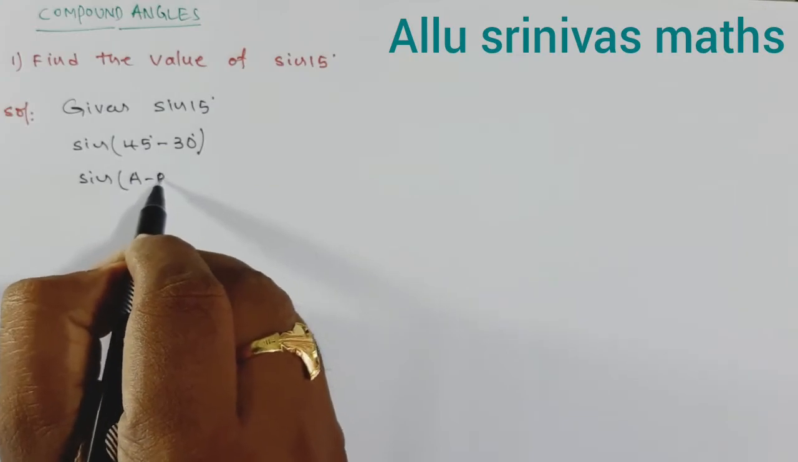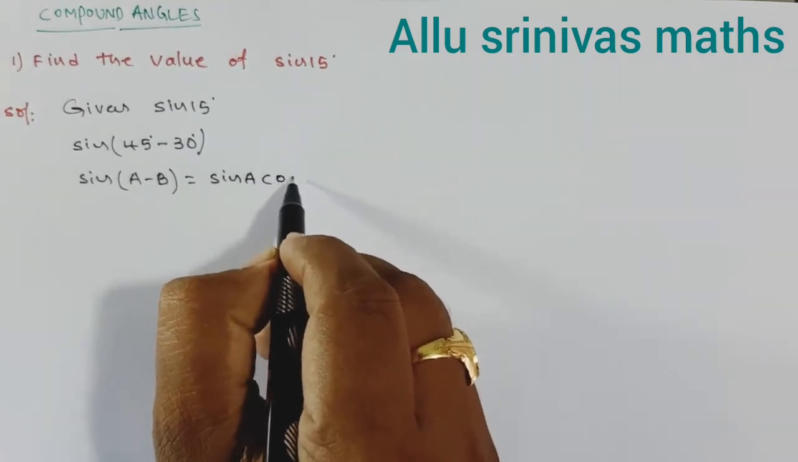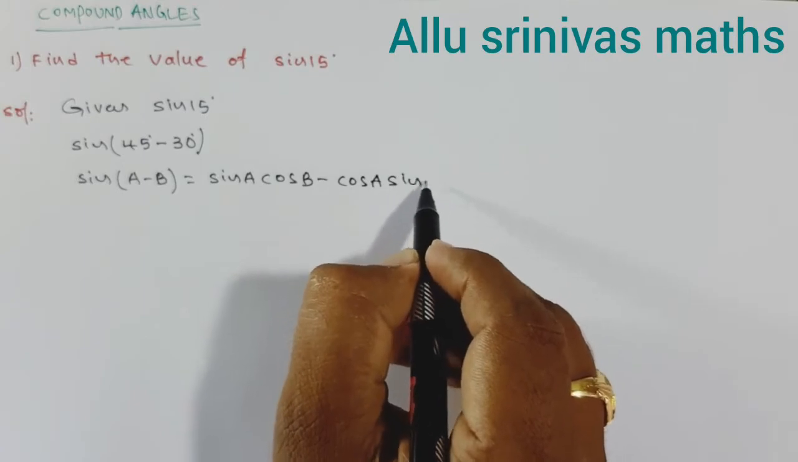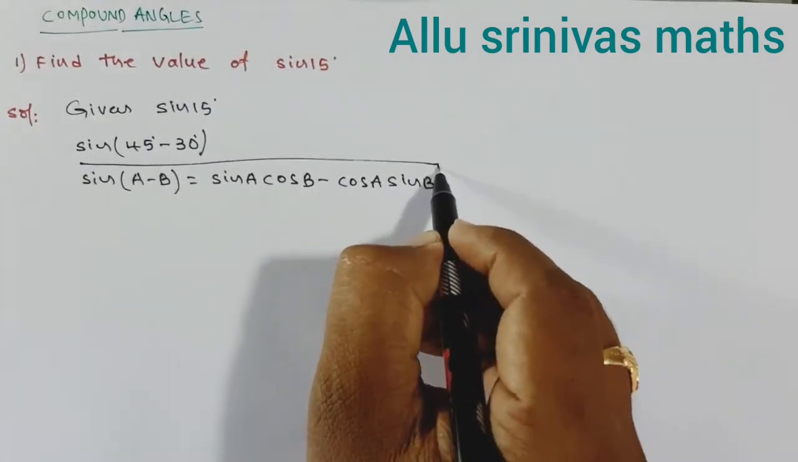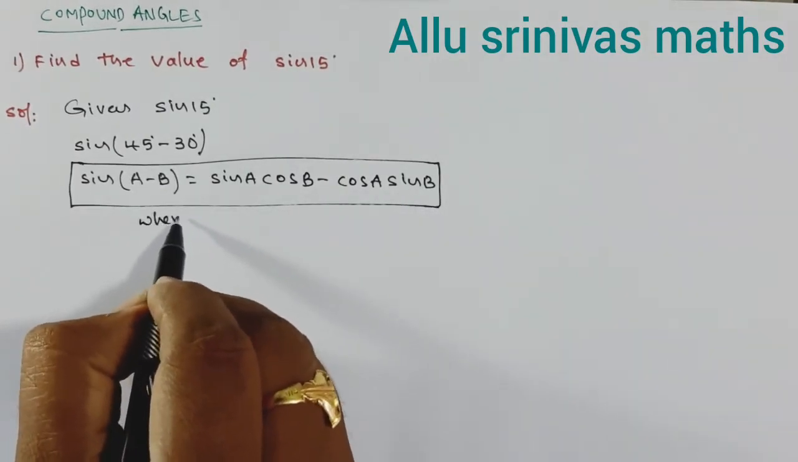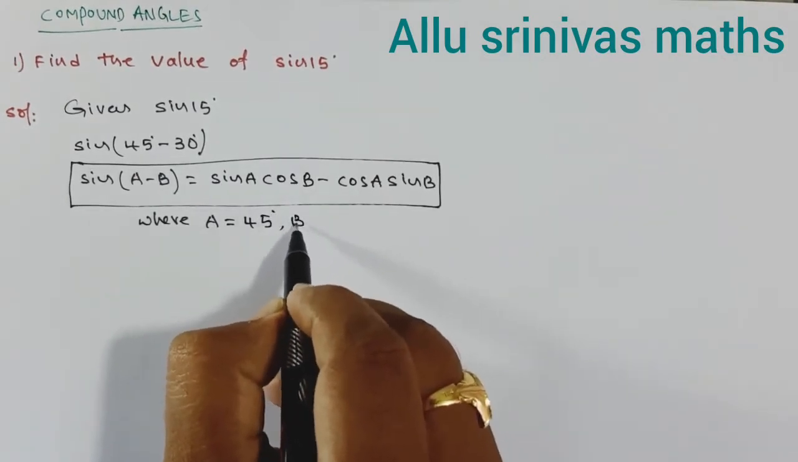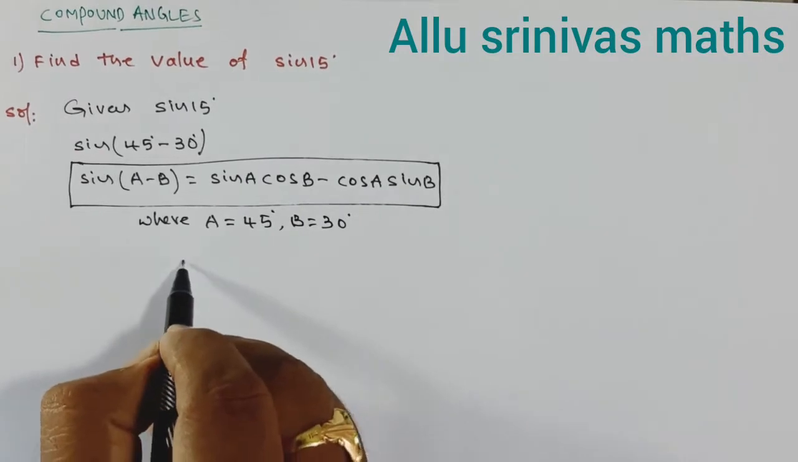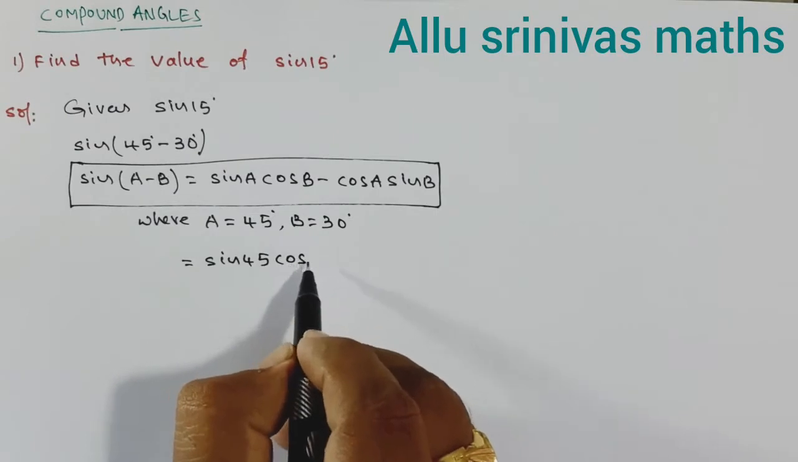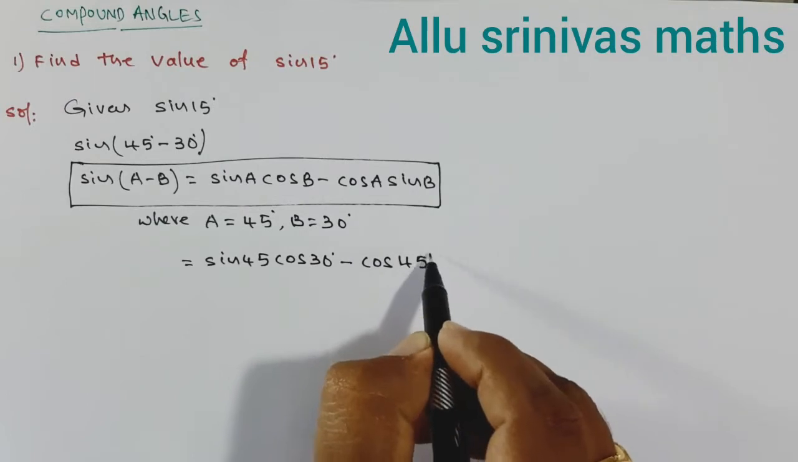So we write the suitable formula, sine of a minus b. You know the sine of a minus b is sine a cos b minus cos a sine b. Compare this here: angle A is 45 degrees and angle B is 30 degrees. Substitute in the standard formula: sin 45 degrees into cos 30 degrees minus cos 45 degrees into sin 30 degrees.